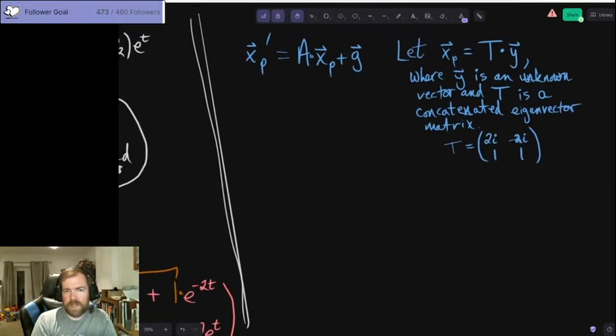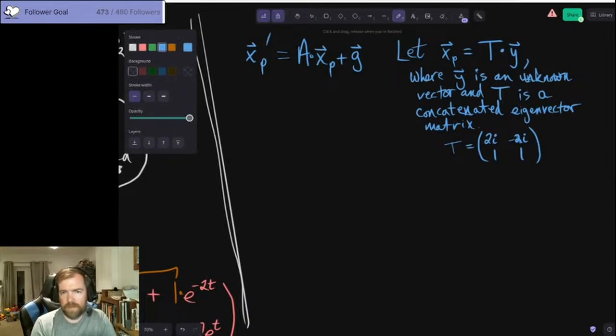So going back to the original statement here, where we're trying to figure out what x sub p our matrix is going to be, we're going to say, let this be T times y vector, and that's going to be prime, is equal to A times the same plus g vector.